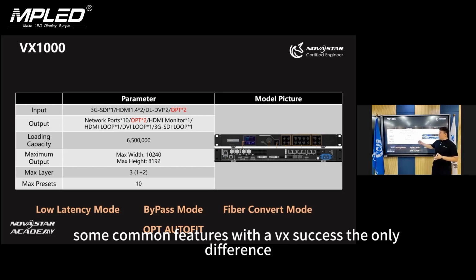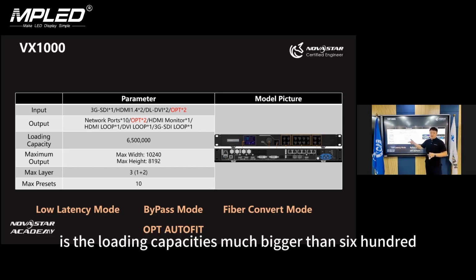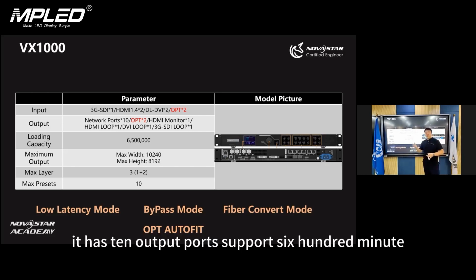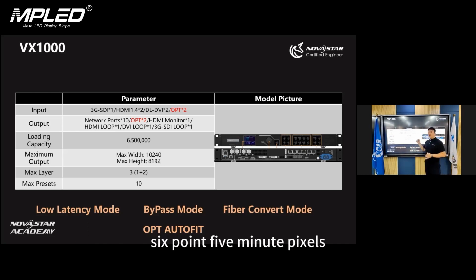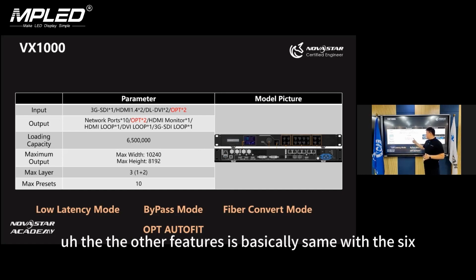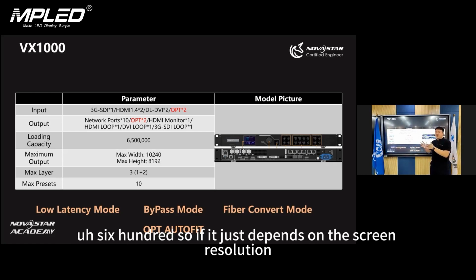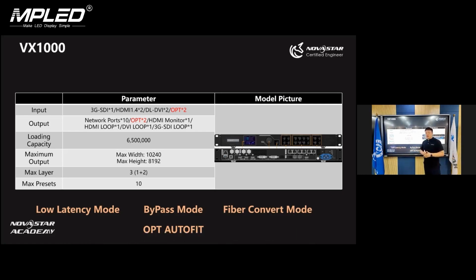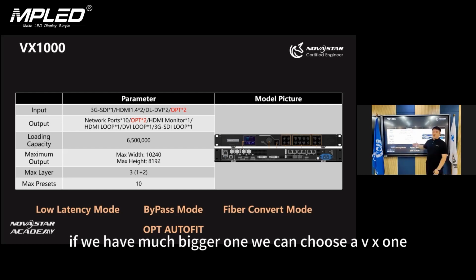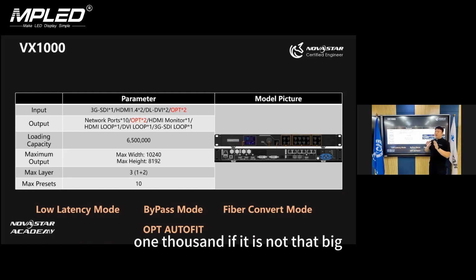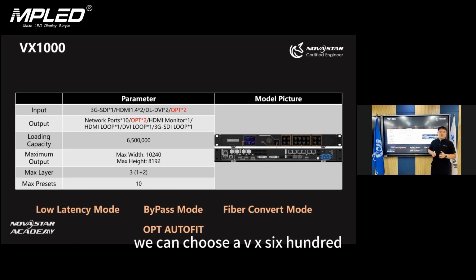The only difference is the loading capacity is much bigger than the 600. It has 10 output ports, and supports 6.5 million pixels. The other features are basically the same as the 600. So it just depends on the screen resolution. If we have a much bigger one, we can choose a VX1000. If it's not that big, we can choose a VX600.